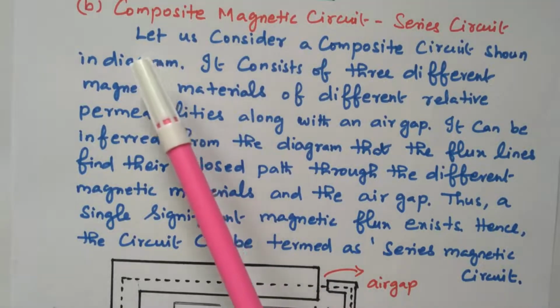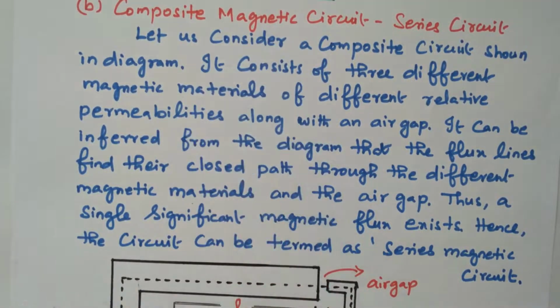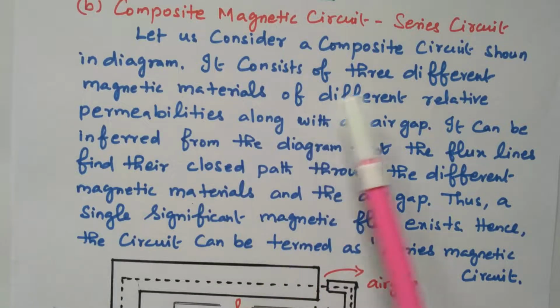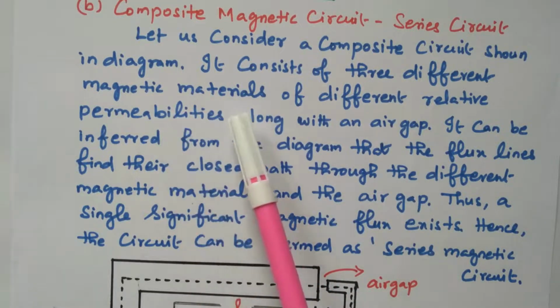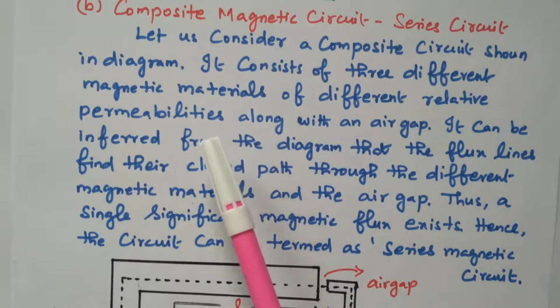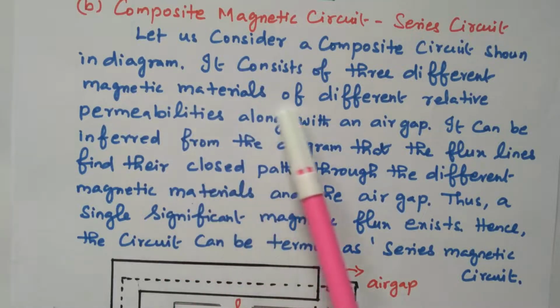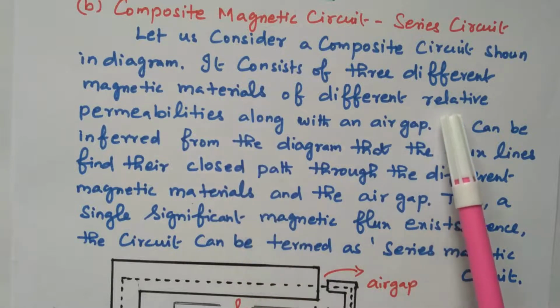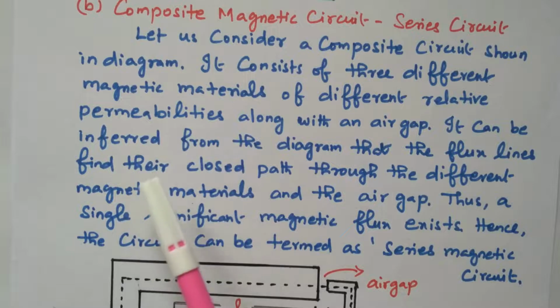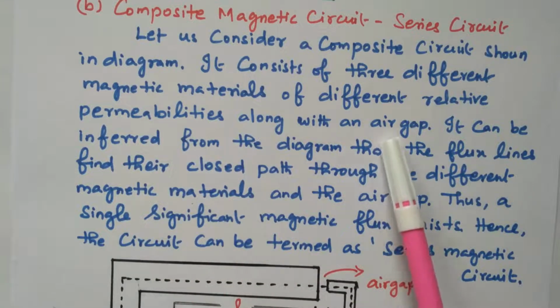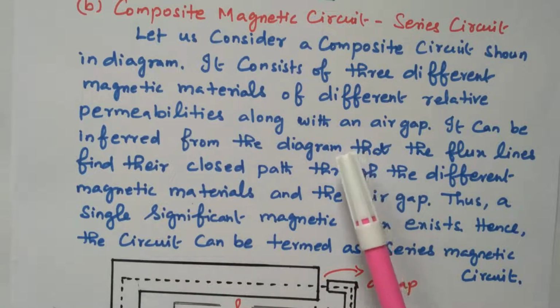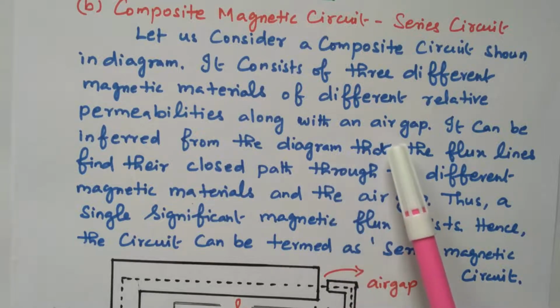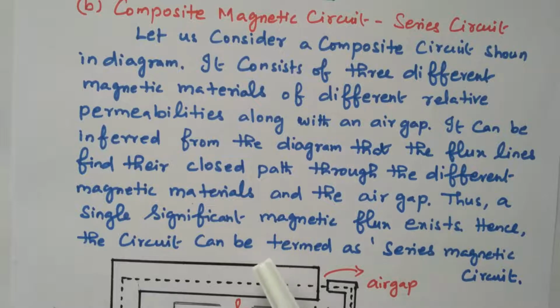Series magnetic or composite magnetic circuit. What is a composite magnetic circuit? It consists of three different magnetic materials. In the previous derivation we had only one magnetic material, but here three different magnetic materials are available. These three materials have different values of relative permeability, and an air gap is also available.